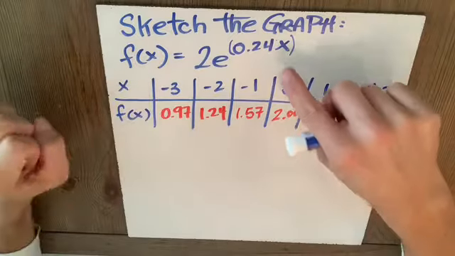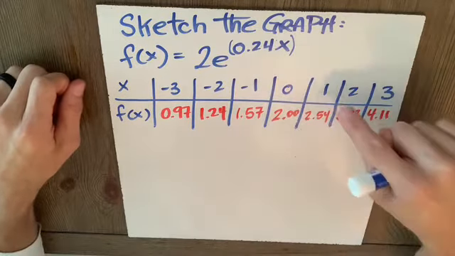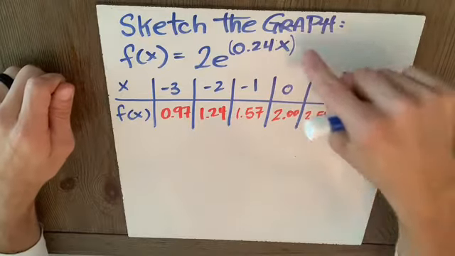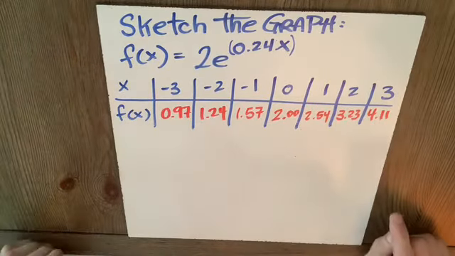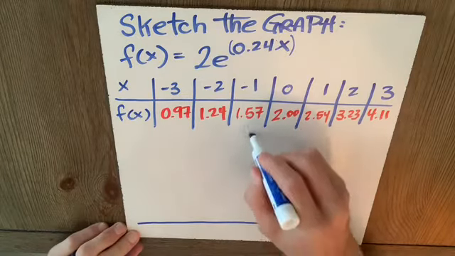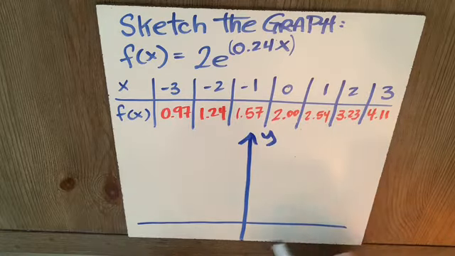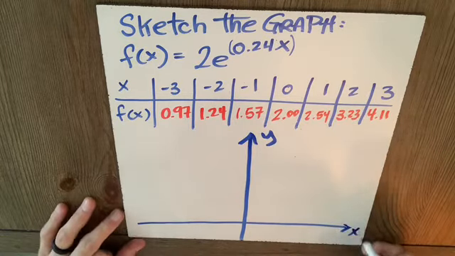I plugged in -3 for x, then -2 for x, then -1 for x, then 0 for x, then 1 for x, then 2 for x, and 3 for x. And I got these values. So come on along, let's graph these values. Here's my y-axis, or x equals 0. Here's my x-axis, or y equals 0.